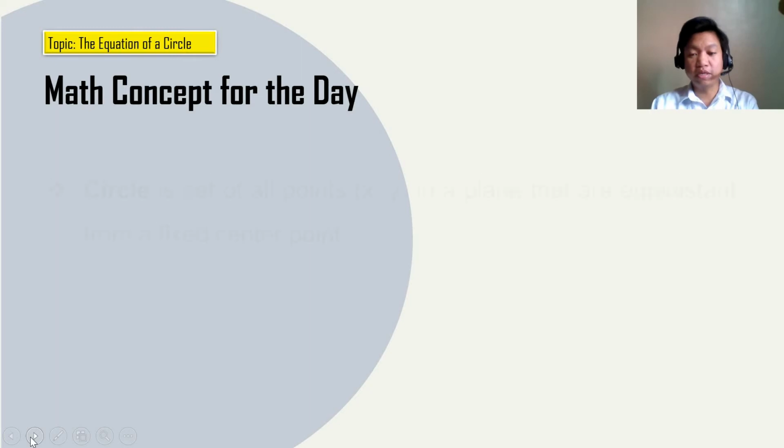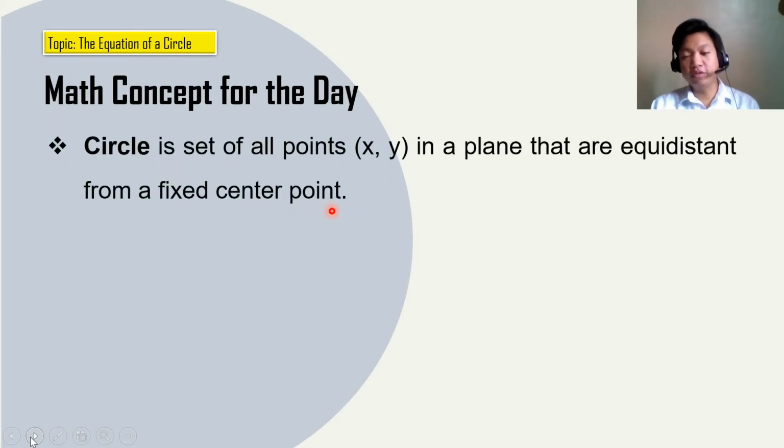Okay, for our concept, first we're going to define what is a circle. So ano nga ba ang circle? It is a set of all points x and y in a plane that are equidistant from a fixed center point. So this will be our guide in identifying circles kapag nasa Cartesian plane na tayo. So usually kasi that's an ordinary circle lang, pero dito ngayon ilalagay natin siya sa isang Cartesian coordinate plane. So we have here, as you can see, kaya meron tayong coordinates dito na x and y.